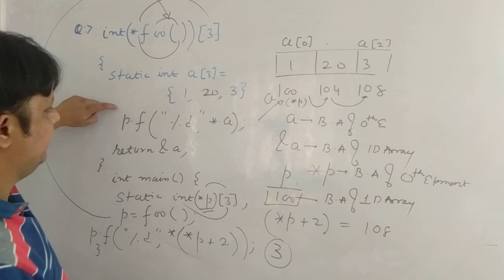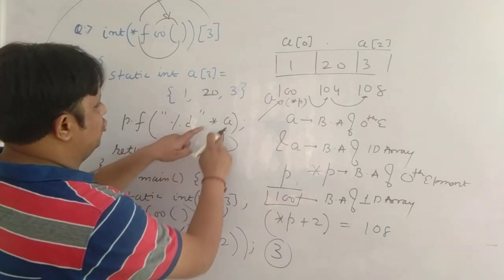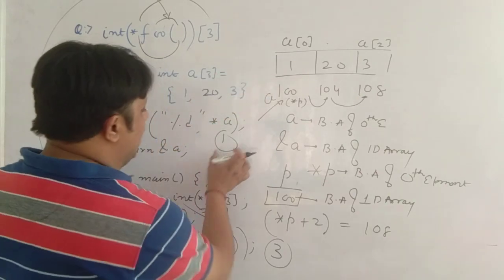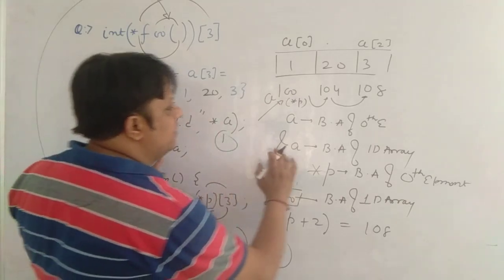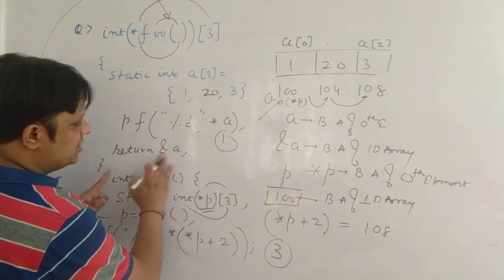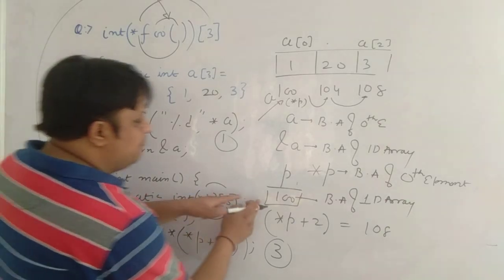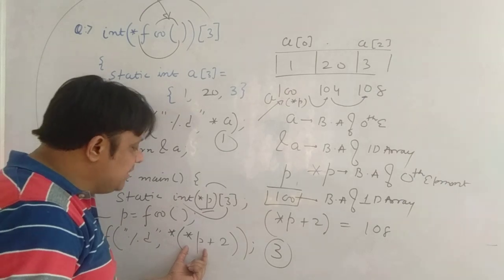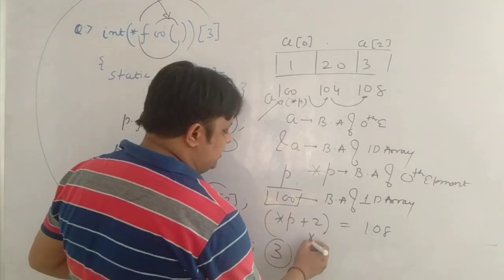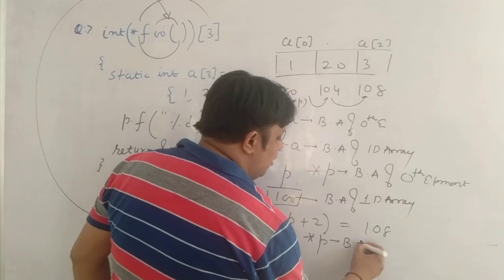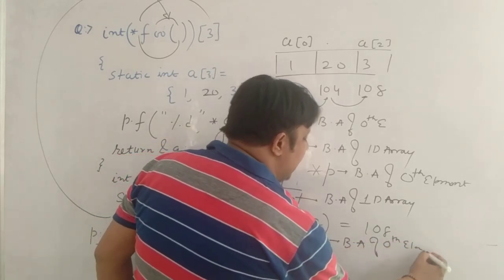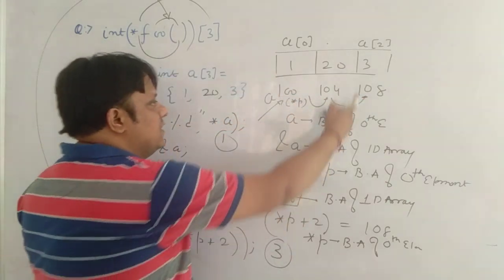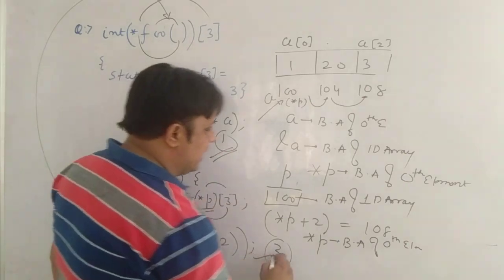So the answer of this code: it will print 1, because printf percentage d comma star A is nothing but the base address of your 0th element, and when you put a star, it means the value 1. When you are returning address of A, you are returning the address of your complete 1D array, and that address you are storing in the pointer variable P. So your P is pointing to 100, which is the base address of your 1D array, but you are printing star P plus 2. Star P means the base address of the 0th element, which is 100. When you write 100 plus 2, you move to 108, and star of 108 is 3. So the answer is 1 and 3.